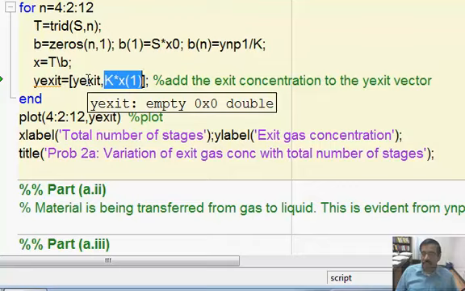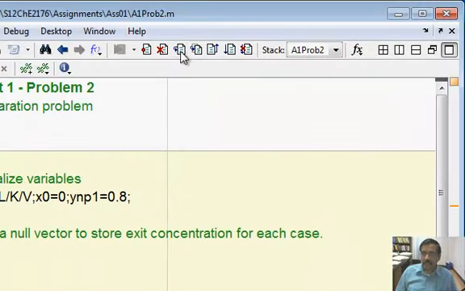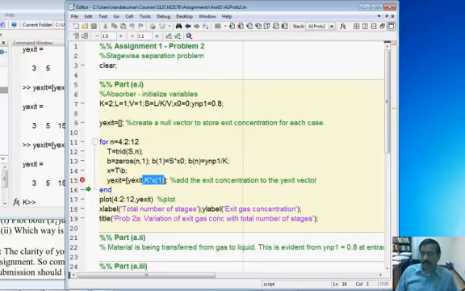So right now yexit is empty. But if I execute one time, now yexit will have 0.4129. That is the value that I just calculated as the exit composition when I have n equal to 4. Now if I continue this, the next time around it's going to be n equal to 6. And it will set up the matrix, it will solve, and it will extract the composition corresponding to n equal to 6 and add it to what you have before.